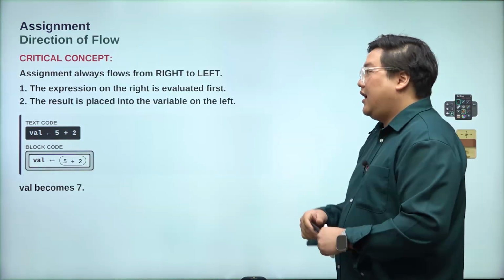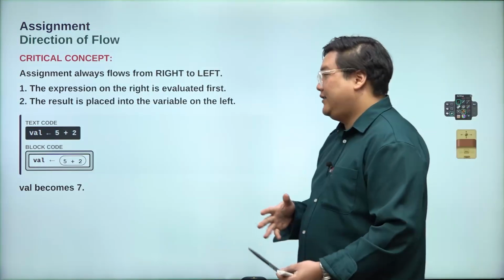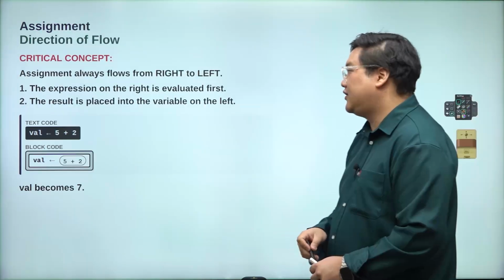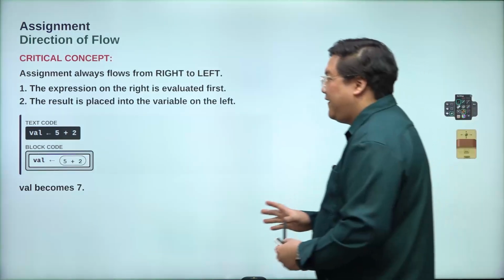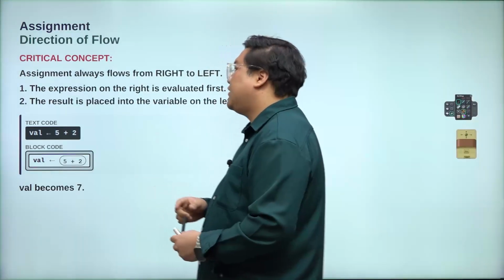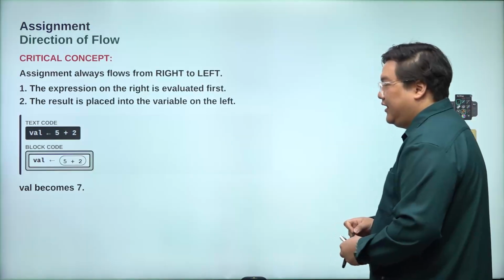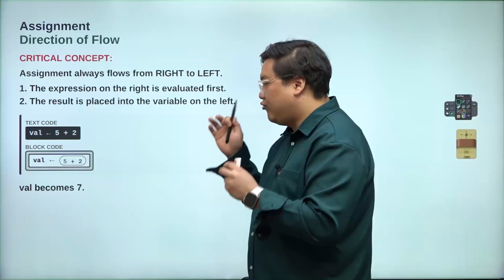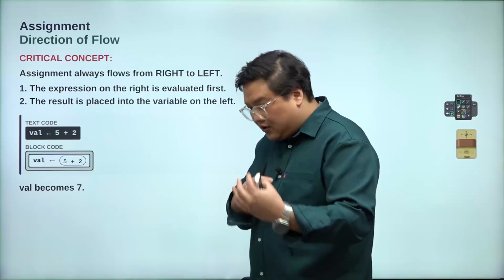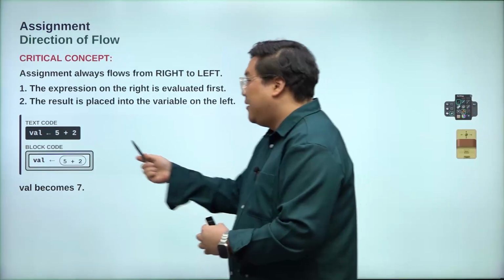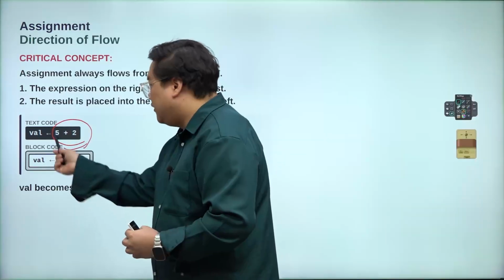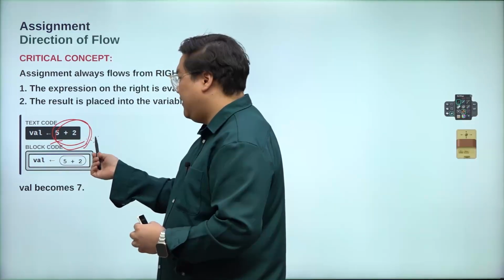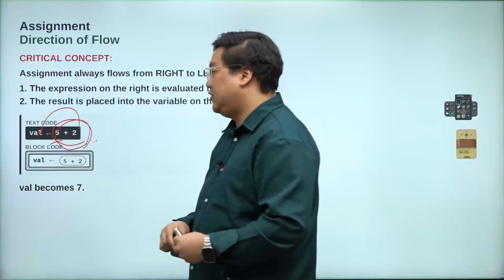All right, so assignment always flows from right to left. The expression on the right will be evaluated first, and the result is placed into the variable on the left. Without the assignment, just regular expressions, it just follows regular order. But after all the expression gets evaluated, then it gets assigned to the value.